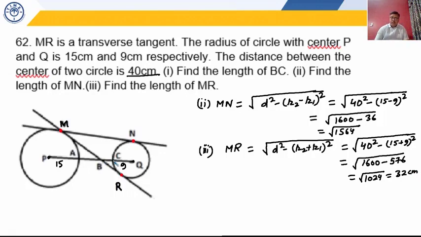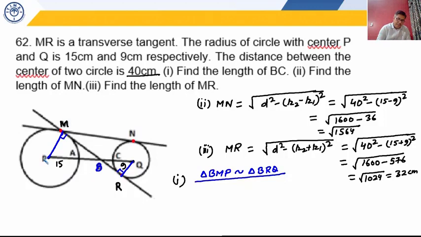Right. Now come to the first part, BC. What is the length of BC? If you want to calculate the length of BC, then we can use this property. PM is perpendicular and this is again perpendicular. Can I say triangle BMP is similar to triangle BRQ? BMP, this is 90 degrees, this is again 90 degrees. So BMP is similar to BRQ, and this is point A, this is point B, and this is point C.